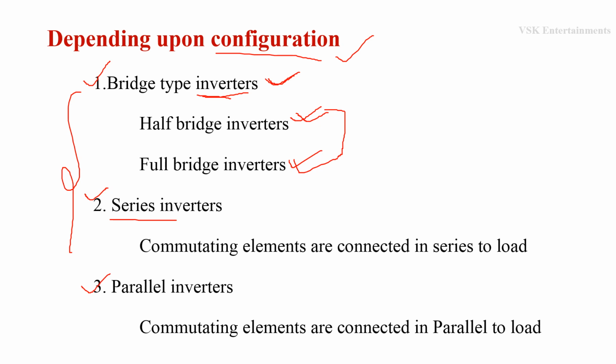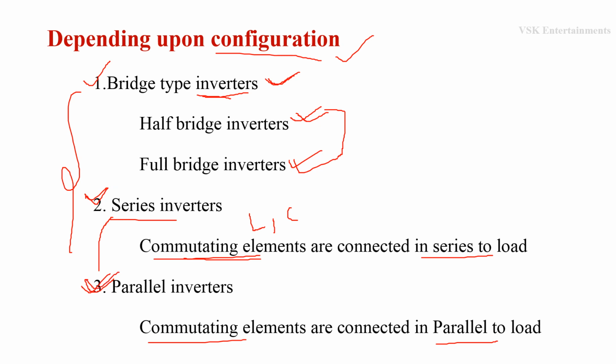The inverters in which the commutating elements, which are nothing but inductor and capacitor, are connected in series to the load, those type of inverters are called series inverters. And similarly, parallel inverter. Parallel inverter is exactly opposite to the series inverter. That is, the commutating elements are connected in parallel to the load. Those type of inverters are called parallel inverters.